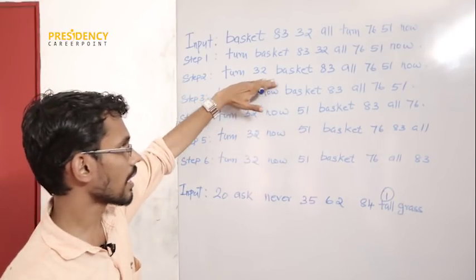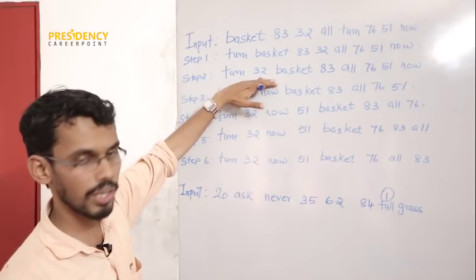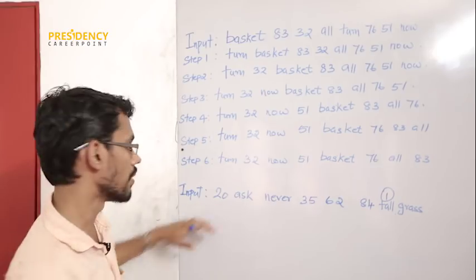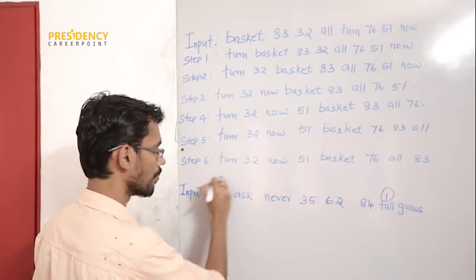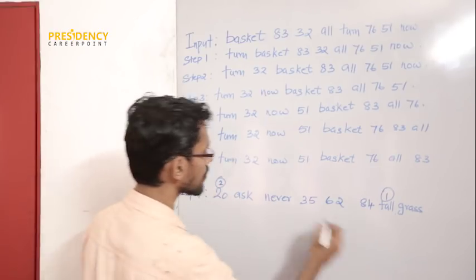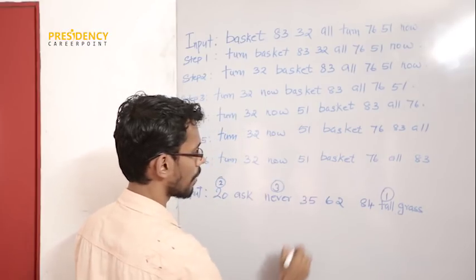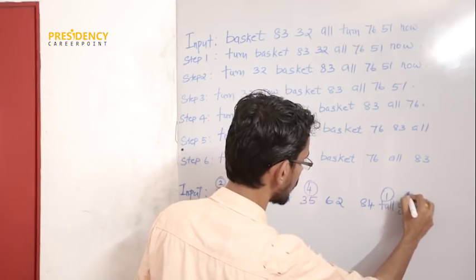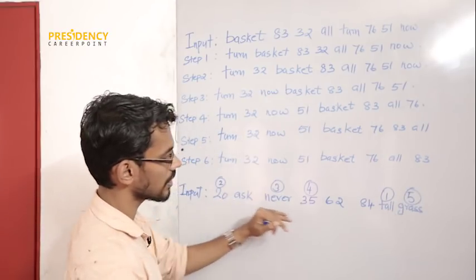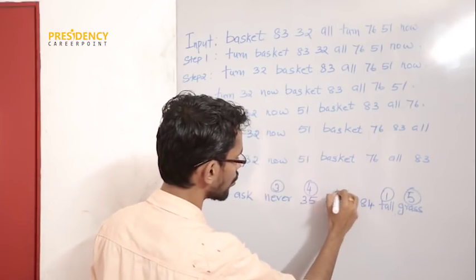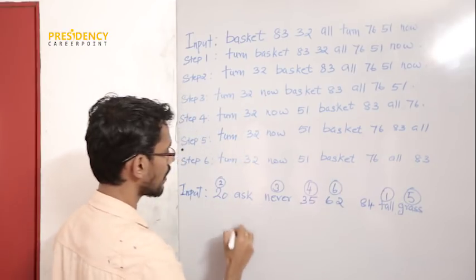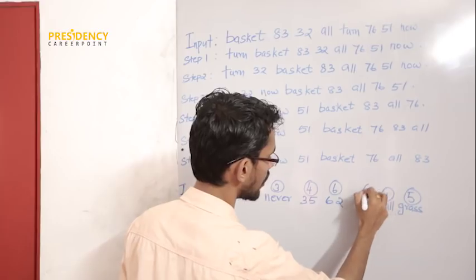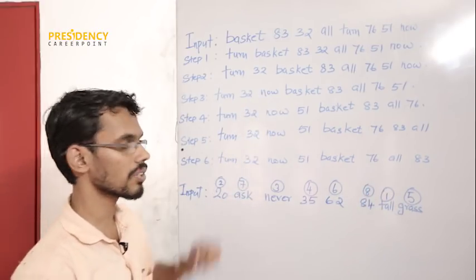Now in this, the second element arranged is a small number, that is, in this input 20 is the smallest number. So you have to put number 2. Similarly, number 3 comes as "never", number 4 is 35, number 5 is "grass", number 6 is 62, number 7 is "ask", and number 8 is 84. So the second step is over.